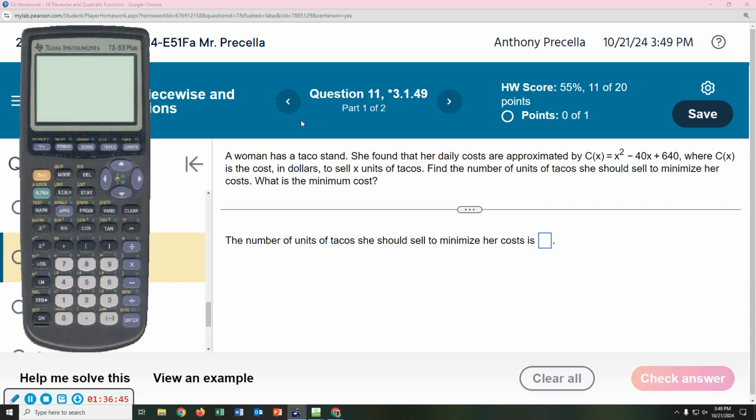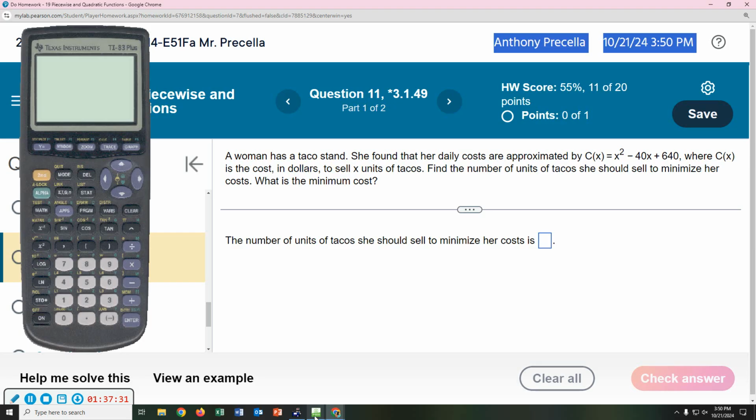Okay. A woman has a taco stand. She's found that her daily costs are approximated by the quadratic function. It has to have an x squared in order for it to be a quadratic function. C of x equals x squared minus 40x plus 640, where C of x is the cost in dollars to sell x units of tacos. Write that down. C of x is the cost, and x is the number of units of tacos.